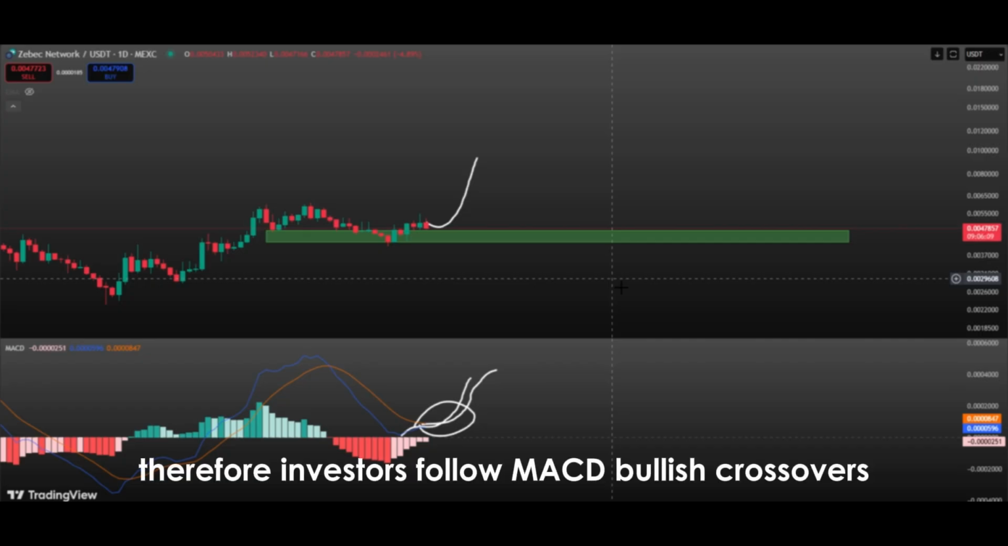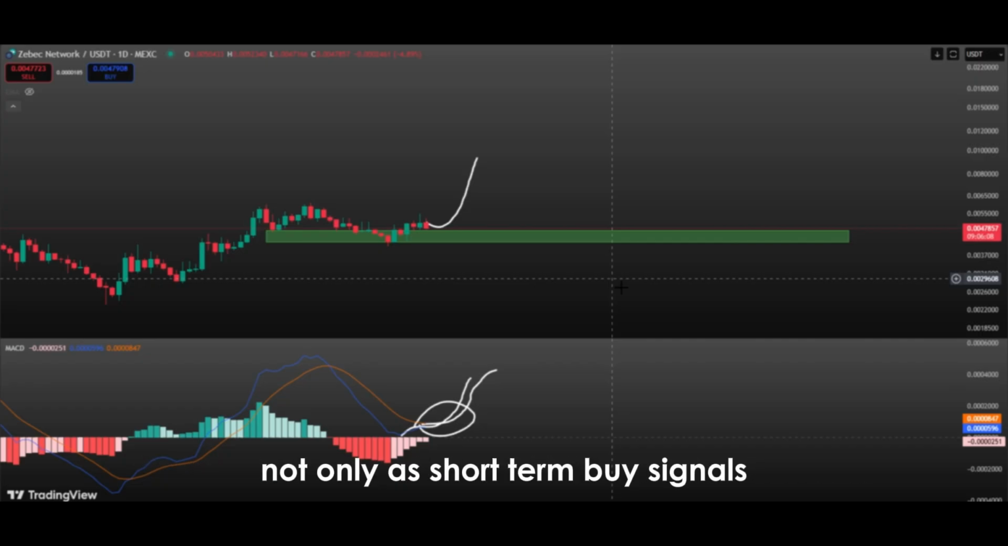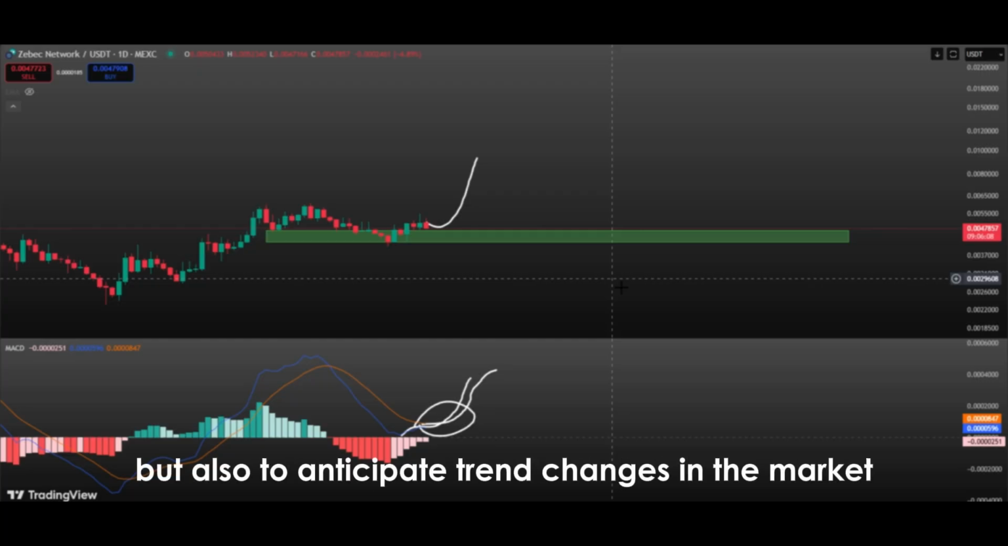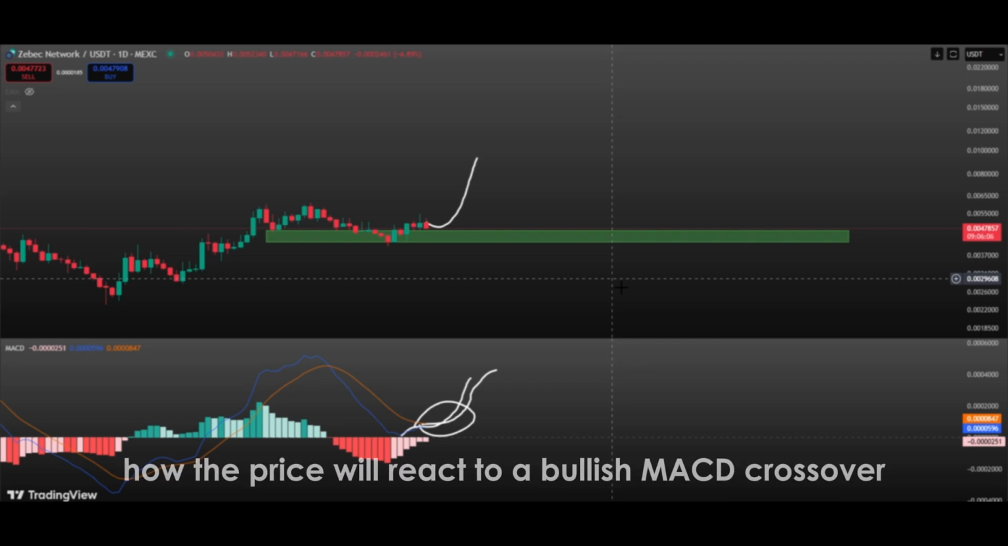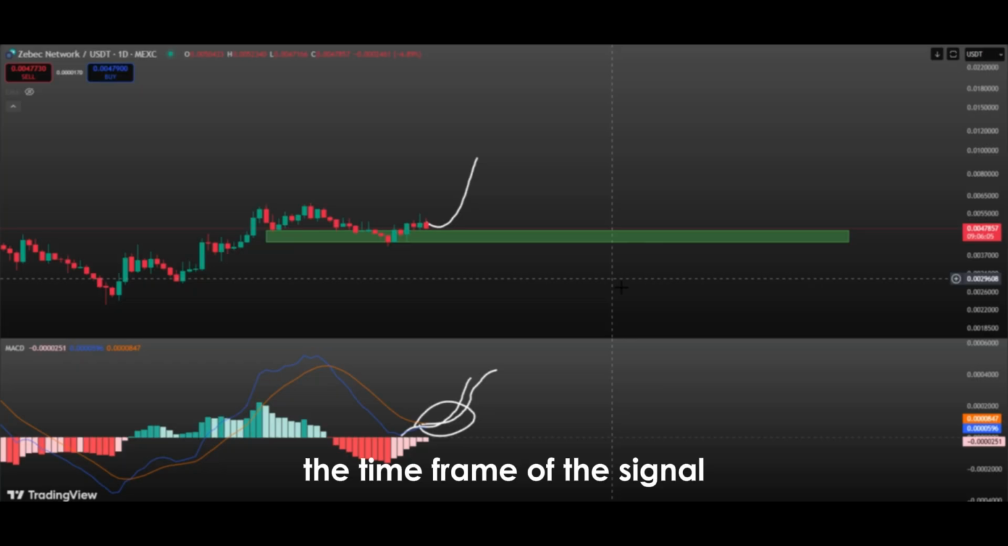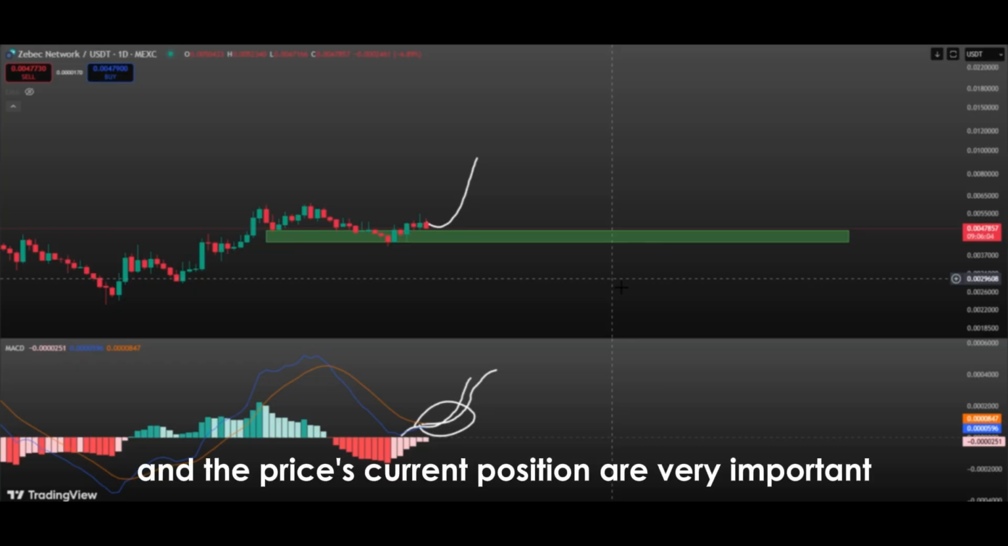Therefore, investors follow MACD bullish crossovers not only as short-term buy signals, but also to anticipate trend changes in the market. When analyzing how the price will react to a bullish MACD crossover, the time frame of the signal and the price's current position are very important.